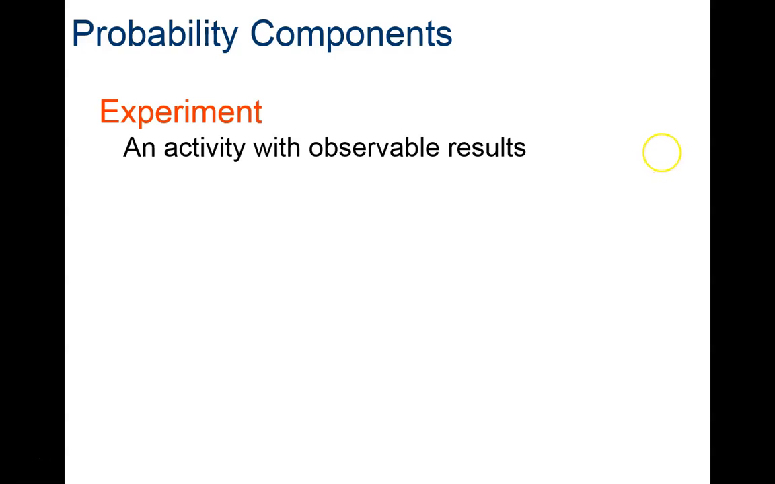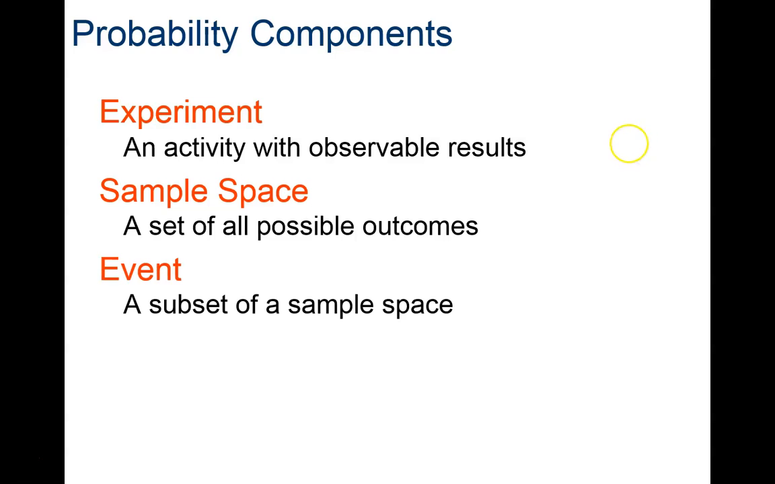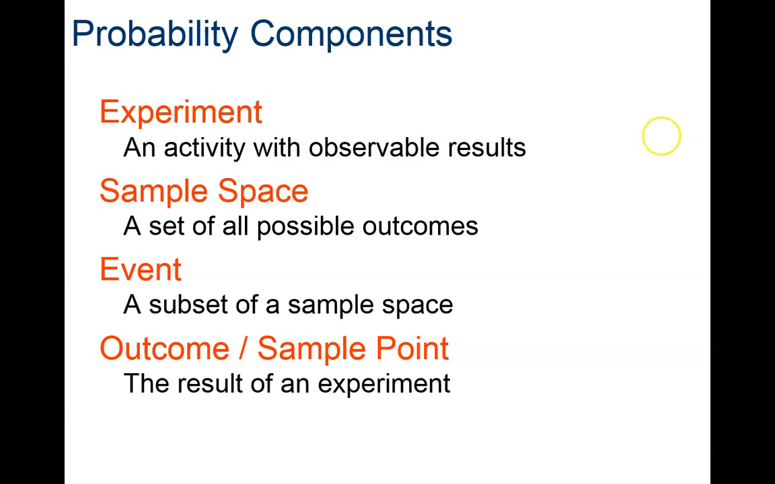So, probability components. There's an experiment. This is a test that you do, or an activity with observable results. There's a sample space. This is all the different things that can happen. There's the event. This is one of those possible outcomes. And then there's the actual outcome or sample point. This is actually what happens as a result of your experiment.